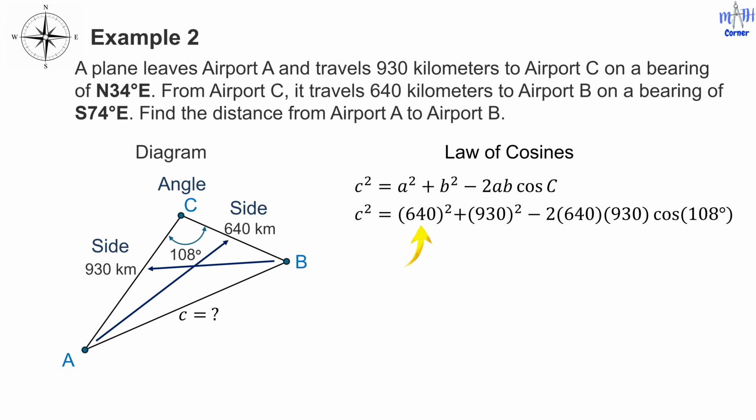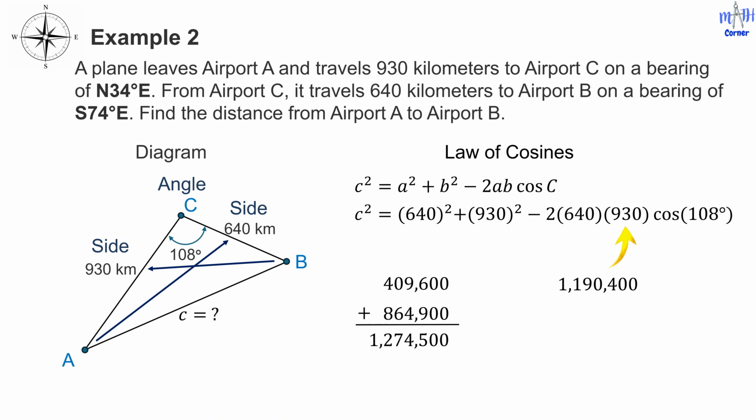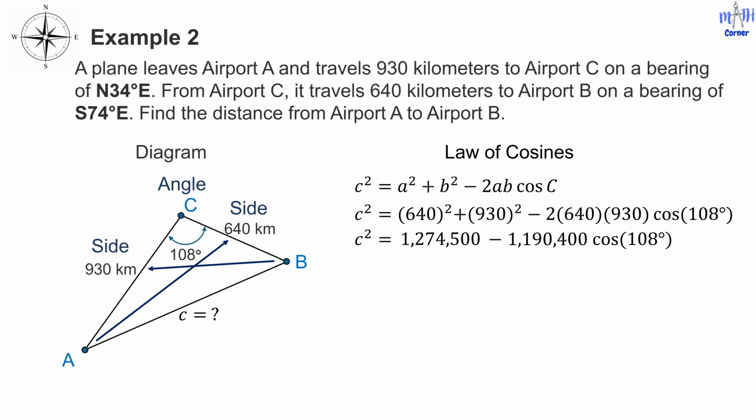640 squared equals 409,600. 930 squared equals 864,900. 409,600 plus 864,900 equals 1,274,500. Next, 2 times 640 times 930 equals 1,190,400. So C squared equals 1,274,500 minus 1,190,400 times cosine of 108 degrees.